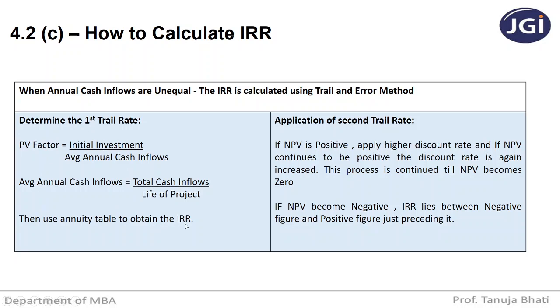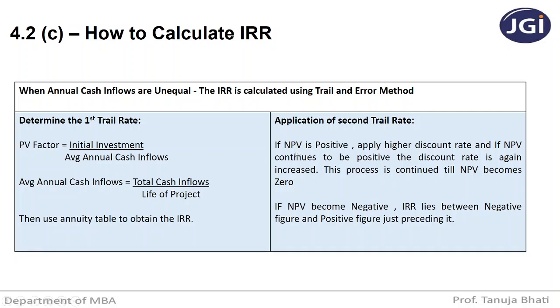Till now what we used to do, we used to always use the annuity table to find the PV factor by using R and N. But now we are going to use the annuity table to find the return rate by using N and the PV factor. Then after finding the first rate, comes the application of the second trial rate. You know how to pick the first rate by using this formula. Now how to pick the second rate?